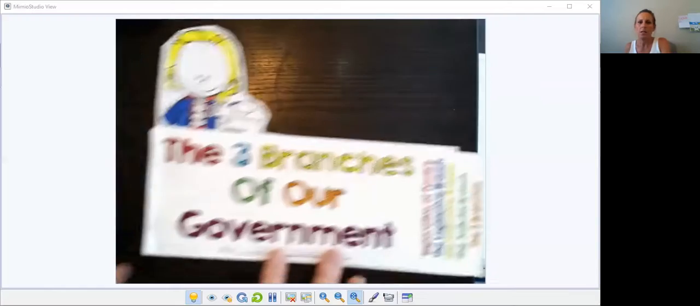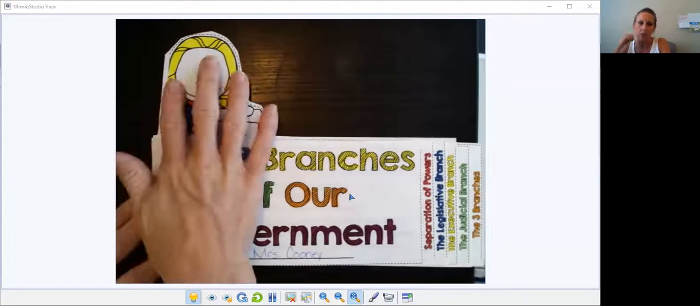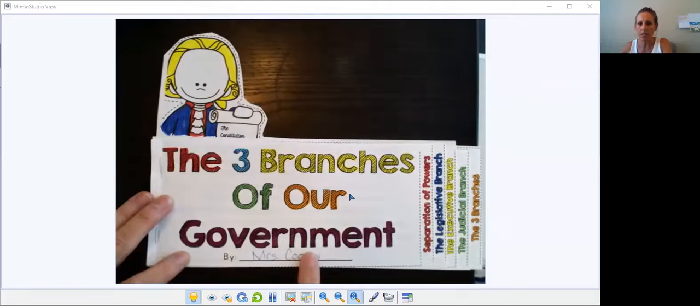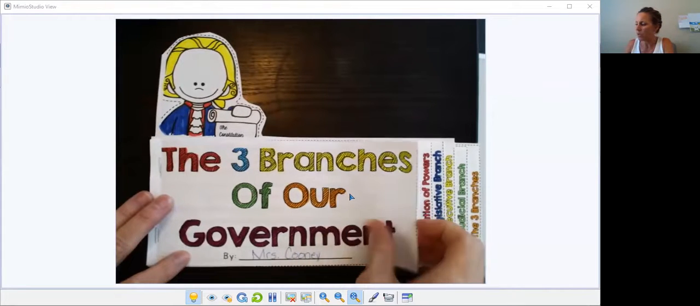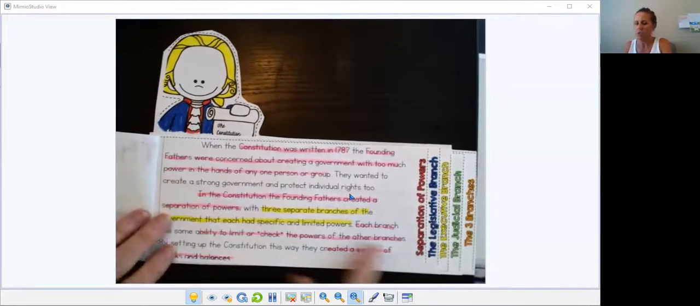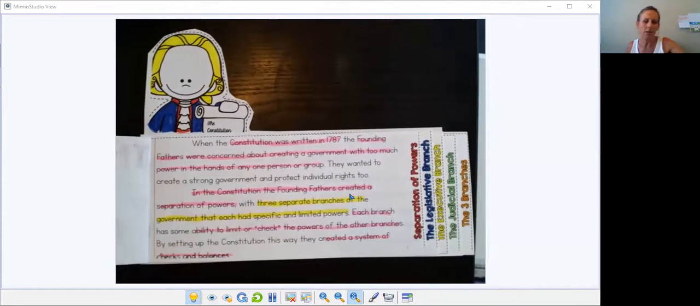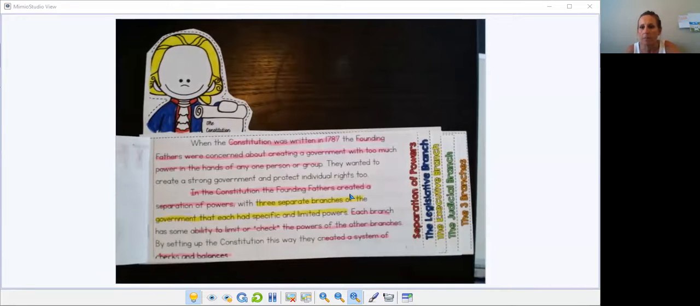Okay, and it says, so what you're going to do today is you're going to color your front page, put your name on it, and then we're going to open it up and read about the separation of powers, okay? So I went through and I read, and I thought it was important for me to send a video about the Constitution, because that's what these three branches come from, okay?